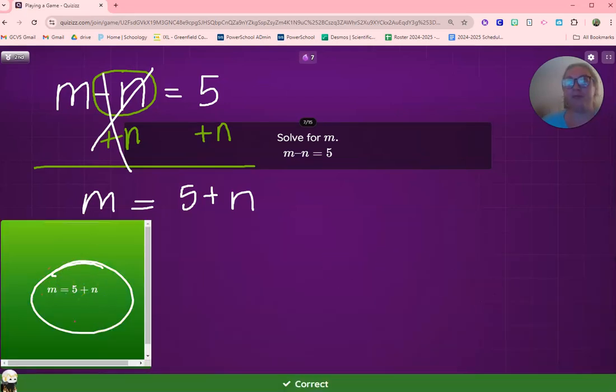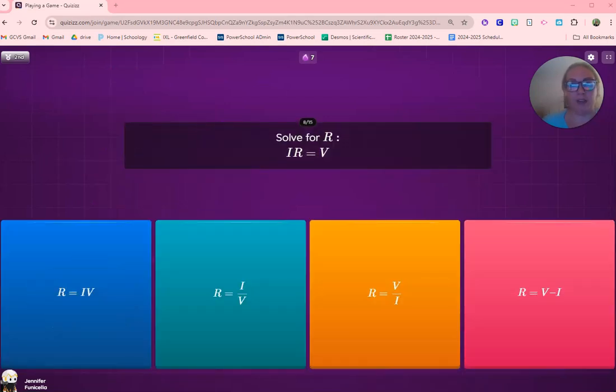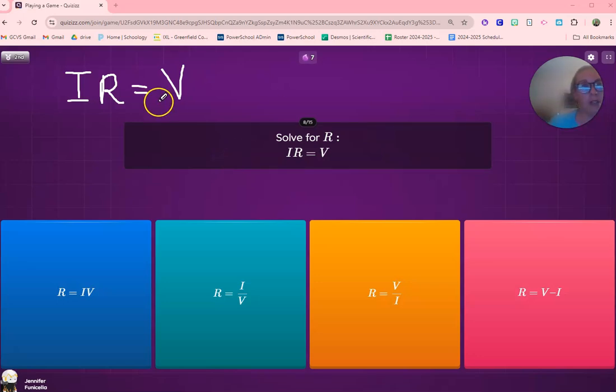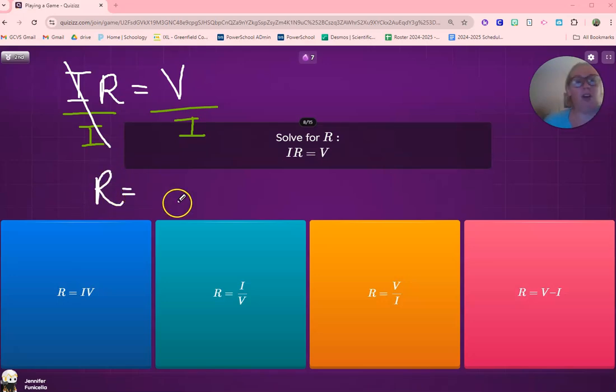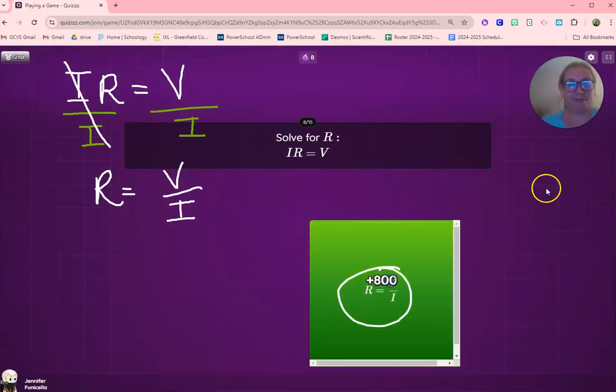Beautiful. Nice work, friends. Clearing the board, we have I times R is equal to V. And we want to solve for R. So we want to get R alone. So we have to get rid of this I that is being multiplied. So we're going to divide both the left and the right side by I. I divided by I cancels. And we have R is equal to V divided by I as our solution to question 8. Beautiful.